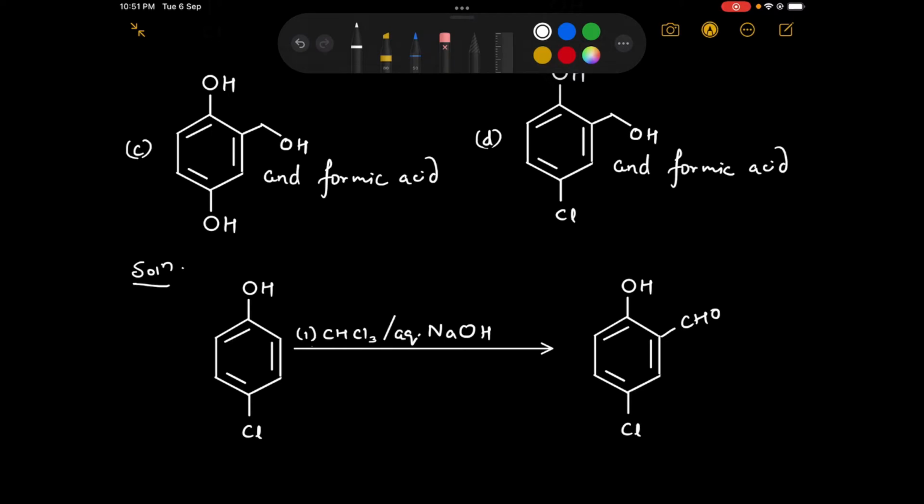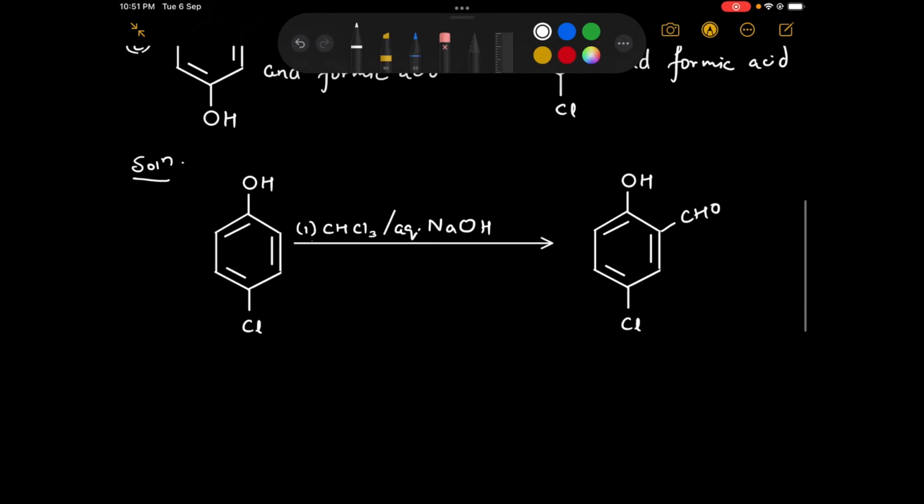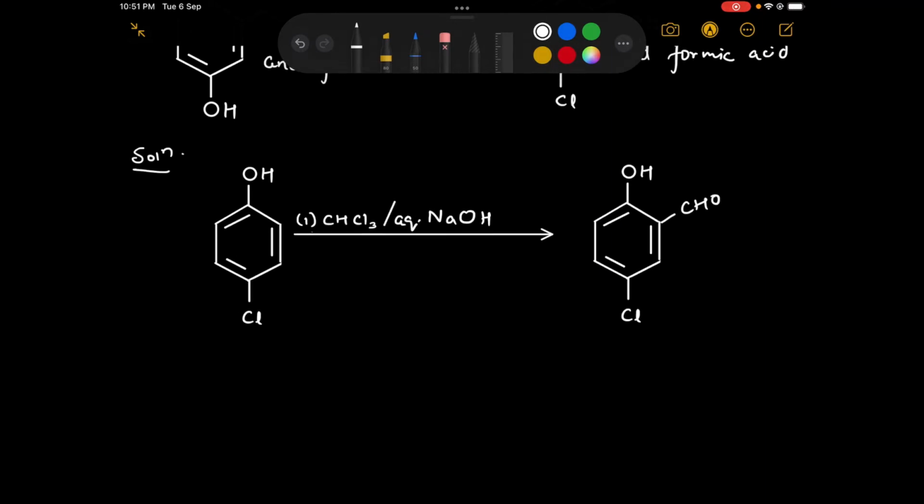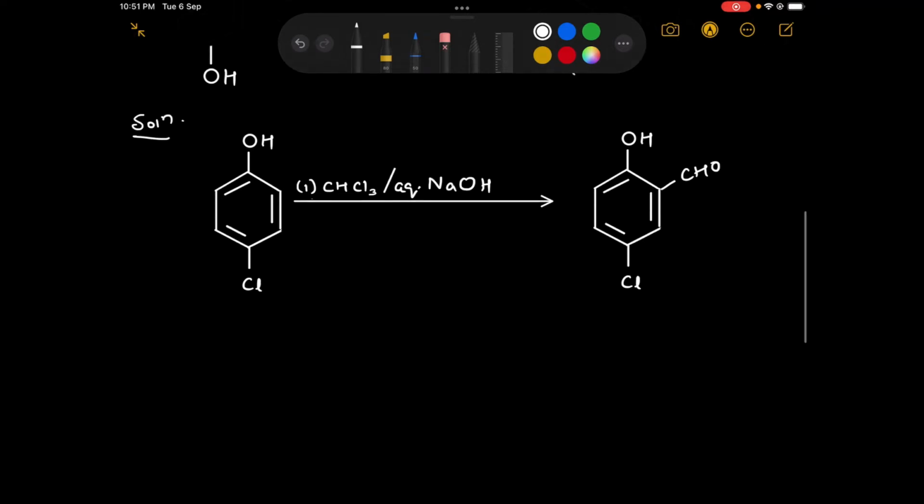There is a mechanism involved in between, but I'm not going into the details of the mechanism, wherein we have the formation of dichlorocarbene and then that attacks at the ortho position, and the ortho compound is the major product because of intramolecular hydrogen bonding. So right now we are just sticking to step 1, wherein we have the Reimer-Tiemann reaction, due to which at the ortho position we have the formation of an aldehydic group, wherein we have the attack of CHO at the ortho position. So we get this product in the first step.